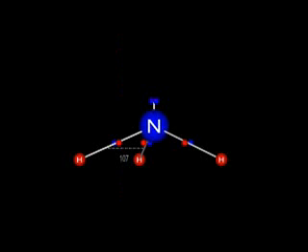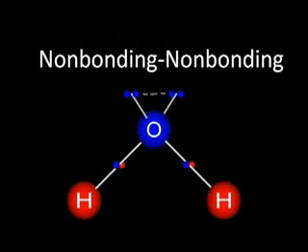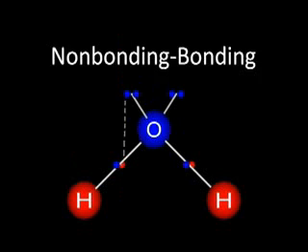There are different magnitudes of repulsion between pairs of electrons. The repulsion of non-bonding pairs of electrons and non-bonding pairs of electrons is greater than the repulsion of non-bonding pairs of electrons and bonding pairs of electrons, which is even greater than the repulsion of bonding pairs of electrons and bonding pairs of electrons.